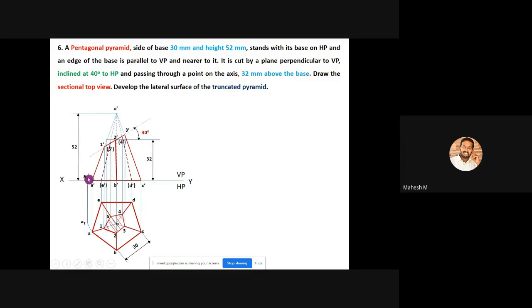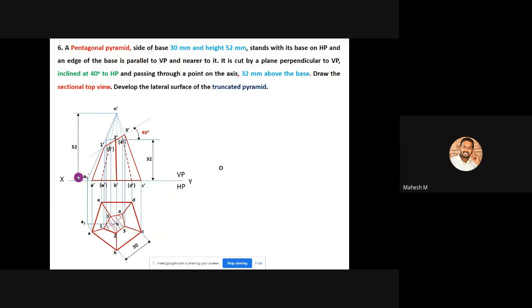Now you can measure the distance of O dash and A1 dash. That is the exact dimension of your slant edge. You can measure the distance of O dash to A1 dash with your compass. If it is needed, you can create a line. That is not a problem. You can measure that particular distance.